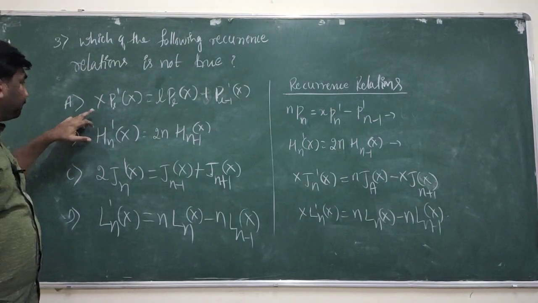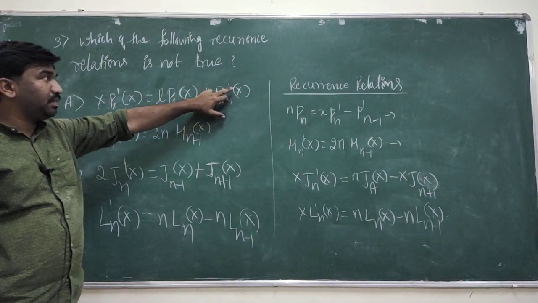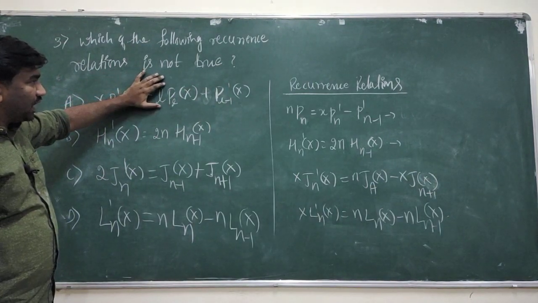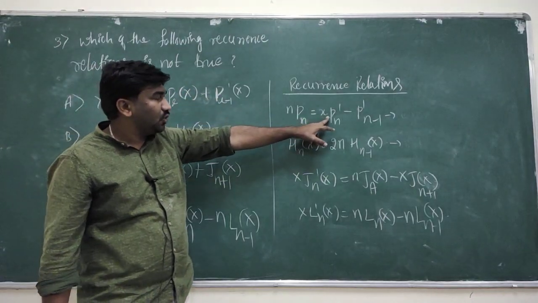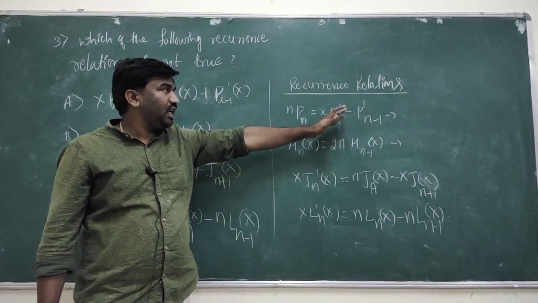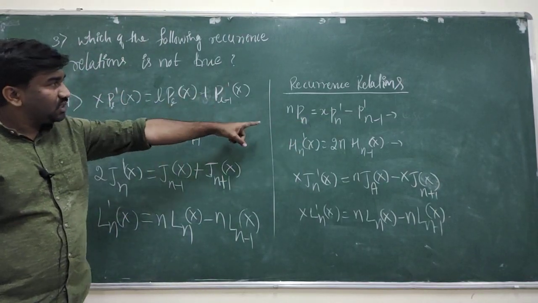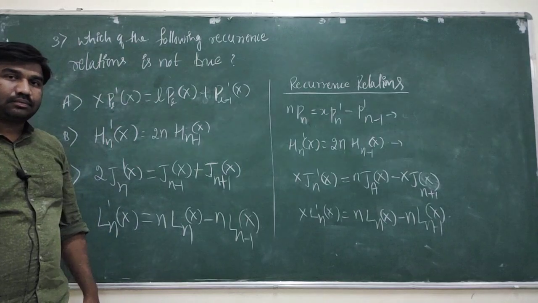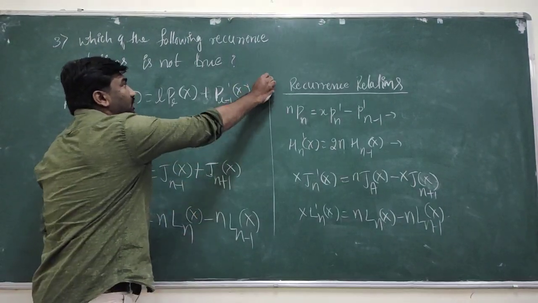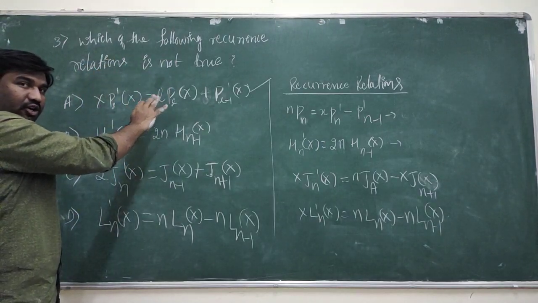So this is the given option: x into Pl prime of x is equal to l Pl of x plus P(l-1) prime of x. This is the recurrence relation they have given, and this looks like n Pn is equal to x Pn prime minus P prime n minus 1. If you rearrange this, you will get this one. In place of n, they have written l. So this is the standard recurrence relation for Legendre polynomial. This is correct actually, and this is not the answer. This is the exact recurrence relation.